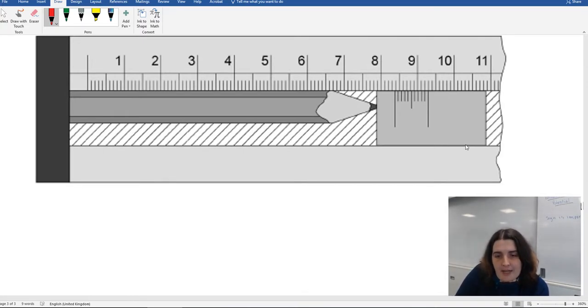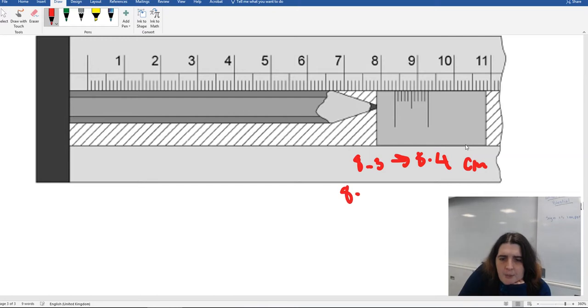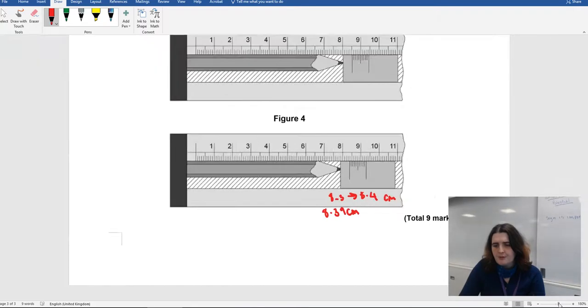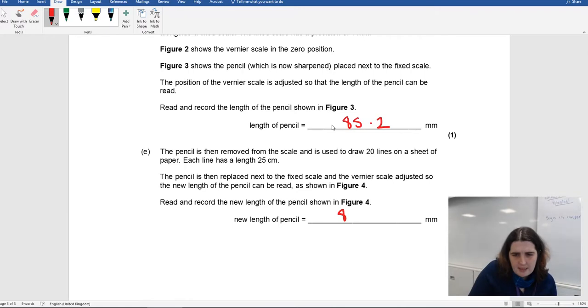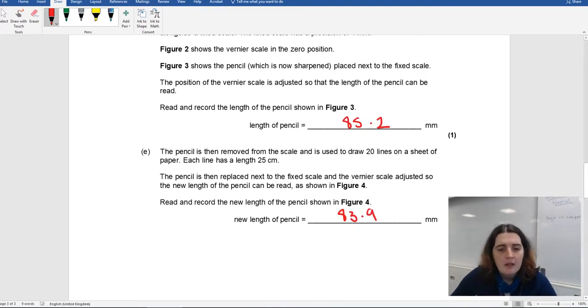Pause the video, have a look at this and have a guess. Okay, welcome back. So let's have a look here. It's between 8.3 and 8.4 centimeters. And now looking at this line, trying to find the line that is first of all straight, which is probably, yeah, there it is. It's the 9th one. So the answer, of course, is going to be 8.39 centimeters. So if I zoom out, all the way up here, which is 83.9 millimeters.